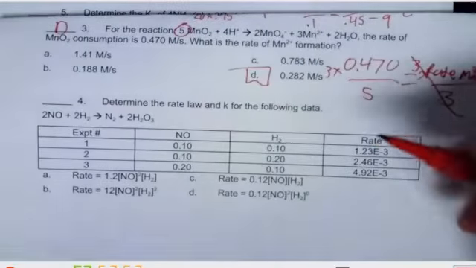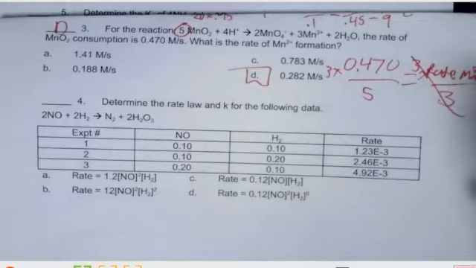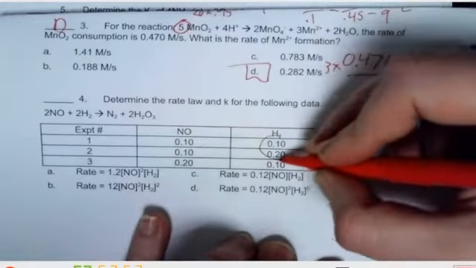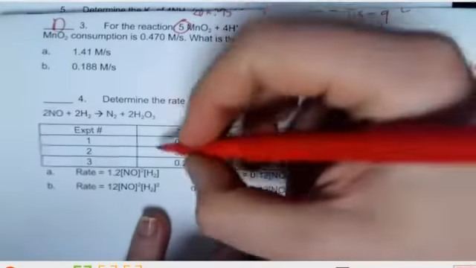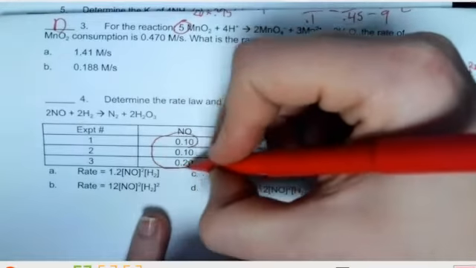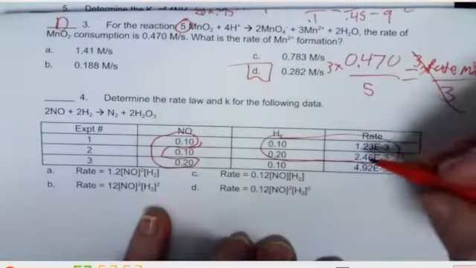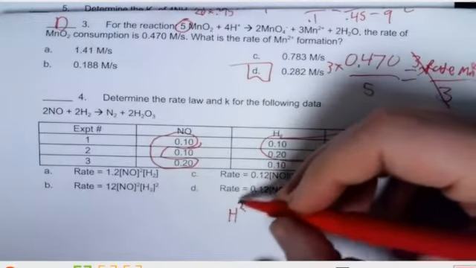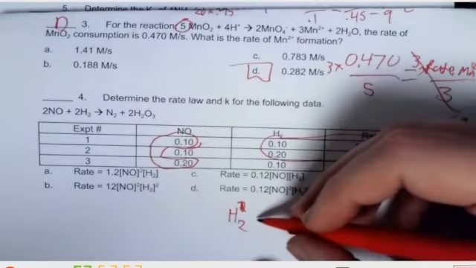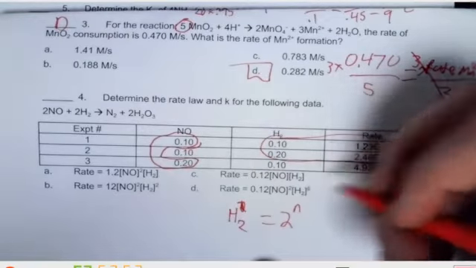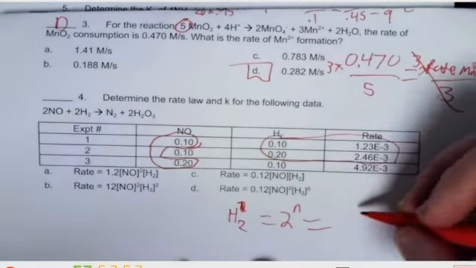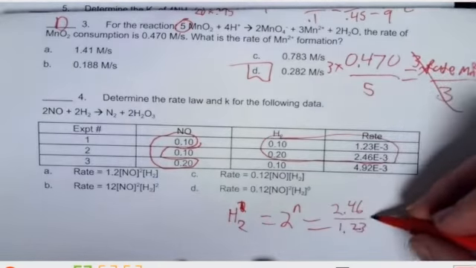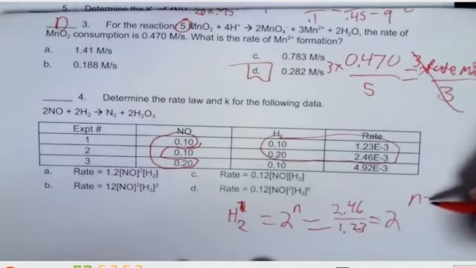Determine the rate law and the K. To do it properly, you look at these two reaction rates and these two reaction rates. When H2 doubles, that's 2 to the N. The rate, 2.46 divided by 1.23, doubles. So N must equal 1.